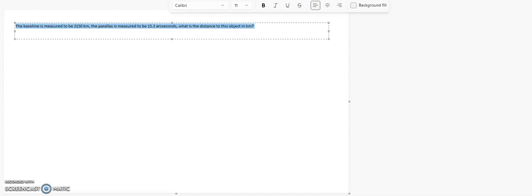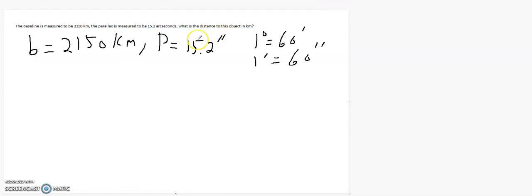All right, so it says the baseline is measured to be... so this is what B is. B is 2,150. I'm just going to write these numbers down. Okay, so B... oh, come on, what is it doing? Hold on. All right, that's a little better.